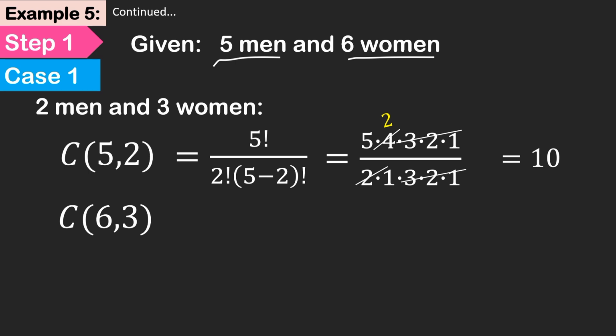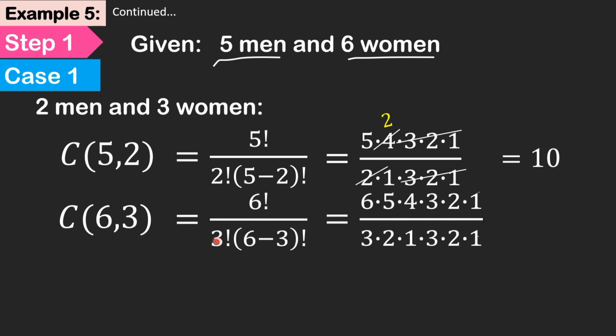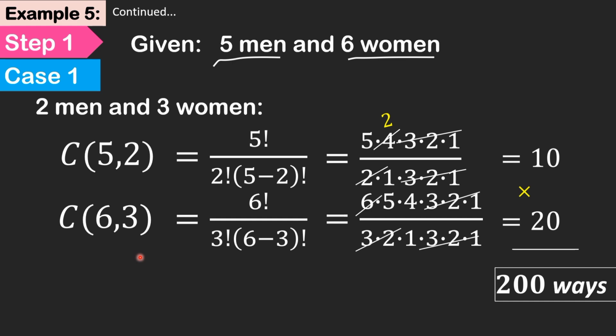Next is choose 3 women out of the 6 women available. Substitute the given n and r to the combination formula. Expand, apply the cancellation to simplify, then there are 20 ways to choose 3 women from the 6 women. Then multiply. There are 200 ways to select 2 men and 3 women from the 5 men and 6 women available.